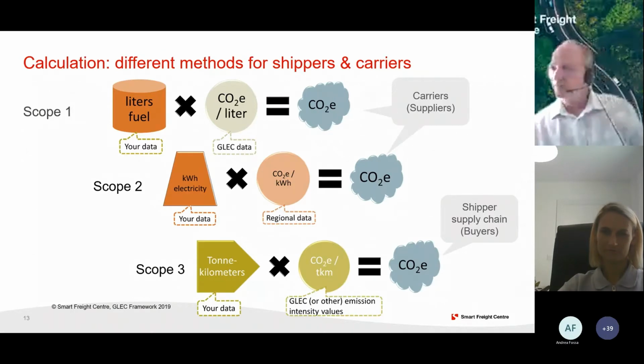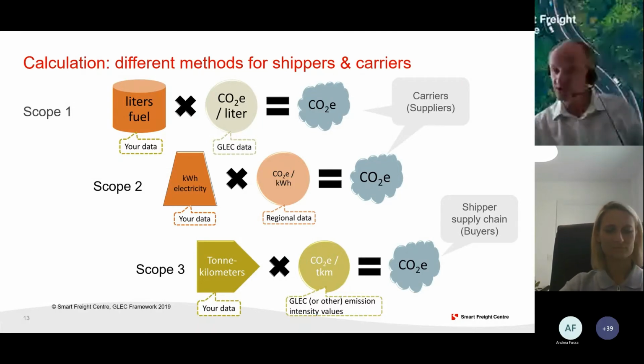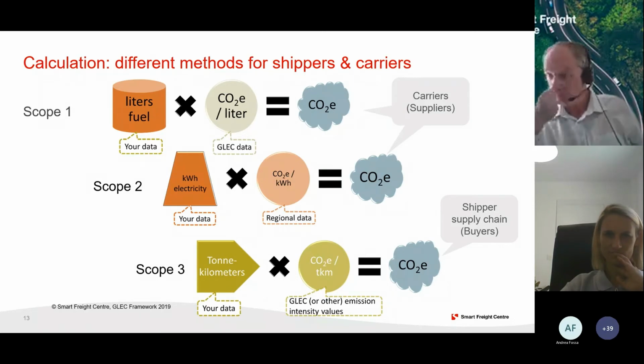So setting that core element out, that phase 2 from the previous slide, really when you're looking at scope 1 or scope 2 emissions that directly relates to fuel use or electricity use, it's a relatively straightforward process. If you have that data, to align it with an emission factor, the carrier should be able to do that, come up with a total greenhouse gas emission.